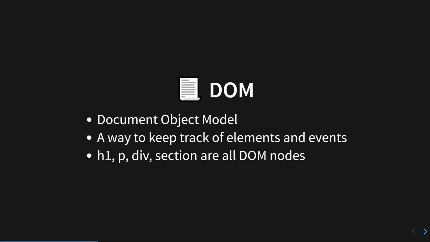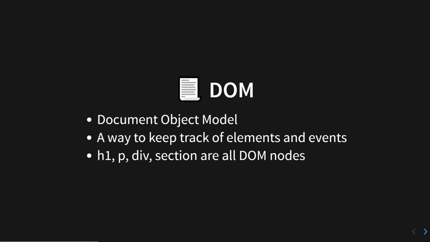So first we need to understand the document object model before we can understand what React does and what makes it so great. So the document object model is the way that the browser keeps track of how the page looks in the backend. So when you write a web app, you have your paragraph tags and your div tags and your H1s. These are all DOM nodes. And then the DOM is a tree of these DOM nodes.